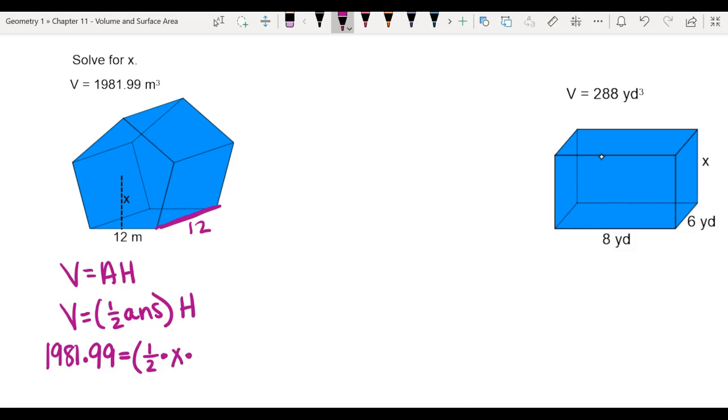N is the number of sides. How many sides are on the base? 5, right? And then the length of each side is 12. And the height of your prism is also 12.